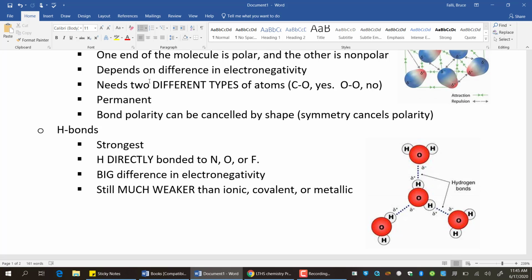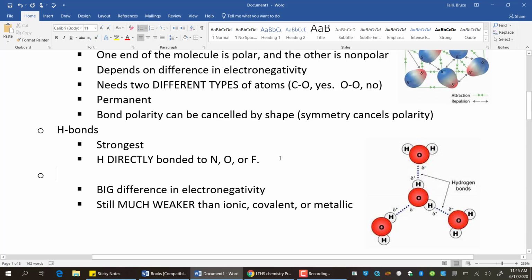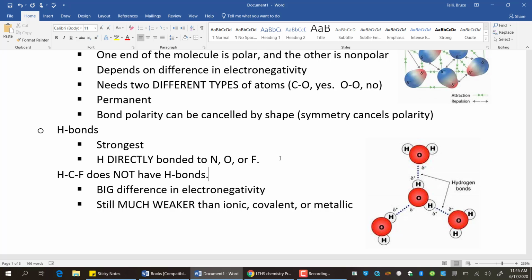Hydrogen bonds are the strongest type of intermolecular force. You need H directly bonded to N, O, or F. So what that means is, and I'll put this in here, is if I have H bonded to C bonded to F, it does not have H bonds. But C bonded to O bonded to H does have H bonds.